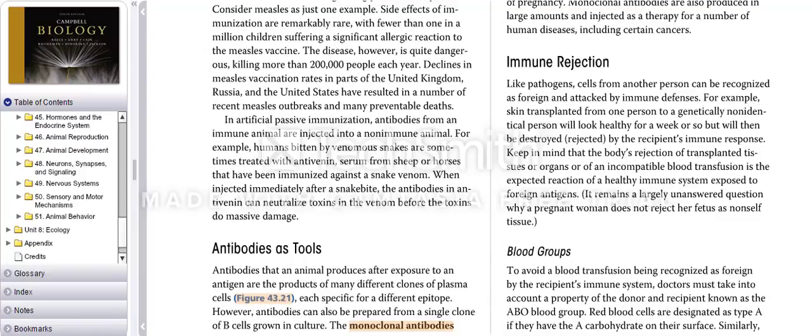This section talks about how, for things such as passive immunity, parts of another organism can be rejected by the recipient organism, like skin grafts. Really, what I found interesting is the section that says it remains a largely unanswered question why a pregnant woman does not reject her fetus as non-self. I don't know, it sounds like a cool concept to me.